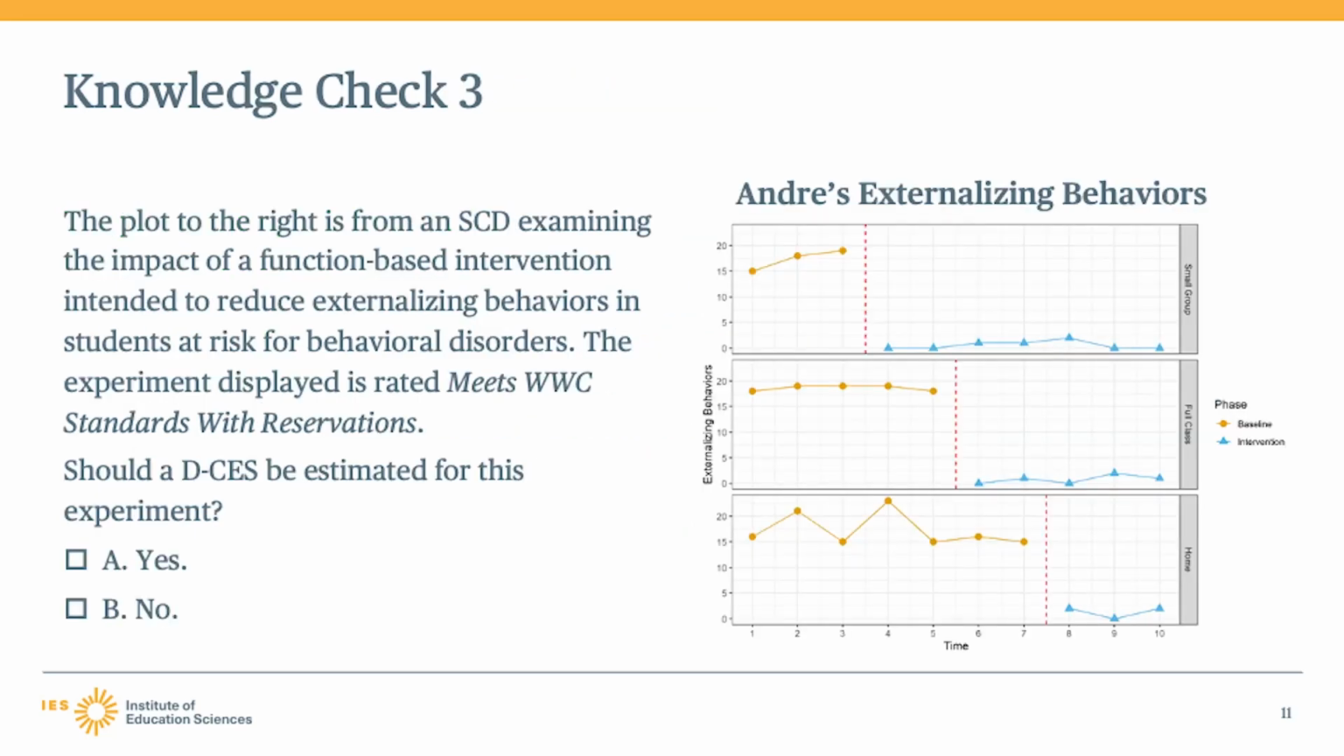Time for your final knowledge check. The plot to the right is from an SCD examining the impact of a function-based intervention intended to reduce externalizing behaviors in students at risk for behavioral disorders. Assume the findings displayed in the plot to the right received a research rating of meets WWC standards with reservations. Should a D-CES be estimated for this finding? You may want to pause the video now to think about your answer.